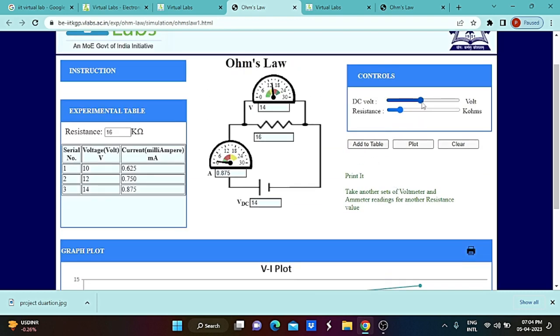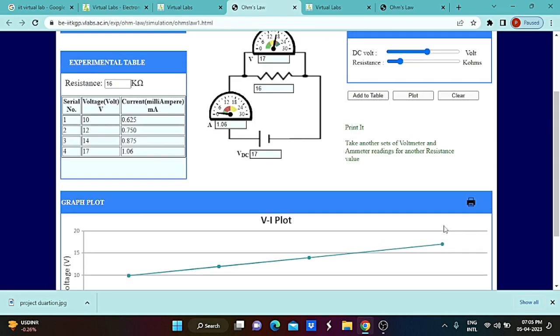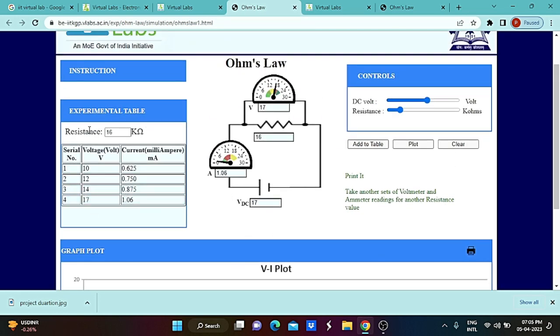So similarly, again you can increase this DC voltage value. Now I increase it to 16 and add it to the table. The 17 is the voltage value, which is shown in this experimental table. The corresponding current is 1.06, and if you plot it, again we can see the current increases whenever the voltage also increases. So from this experimental table you can analyze that whenever the voltage is increased, current also increases. The constant value is the resistance, 16 kilo ohm.